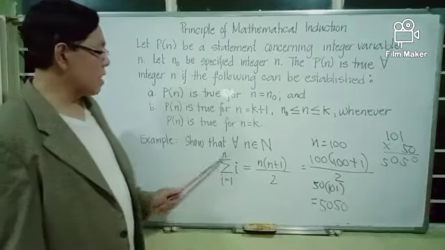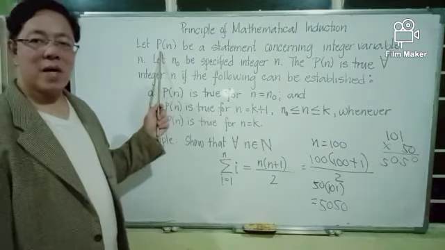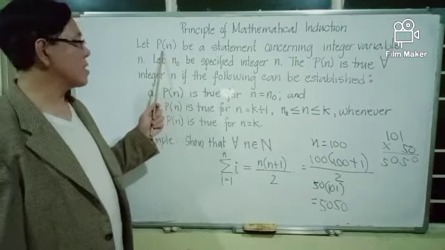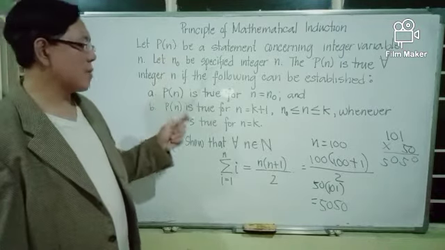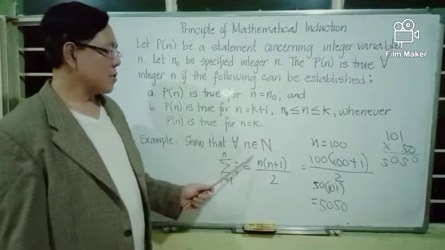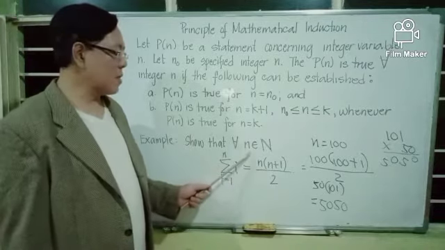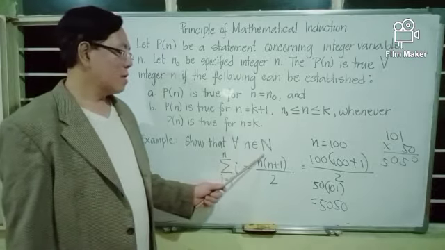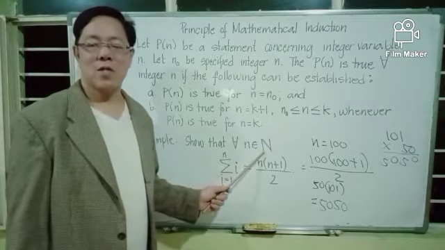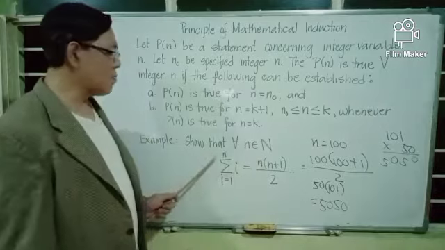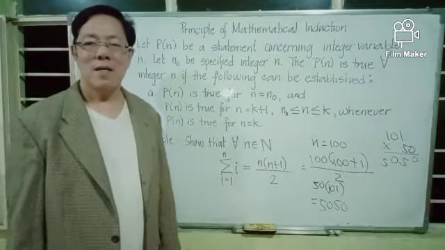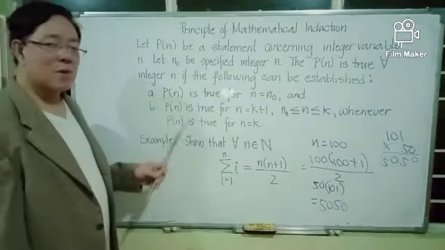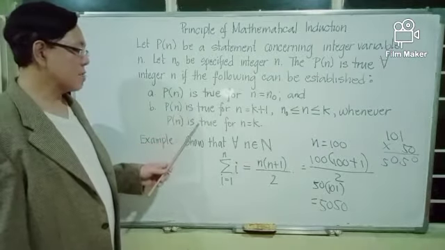This formula is now the P of n in this statement of the principle of mathematical induction. P of n is a statement concerning integers. And in this example, the integers are specifically the positive integers or the natural numbers. And we will now prove this by using mathematical induction. And our proof will consist of two parts.